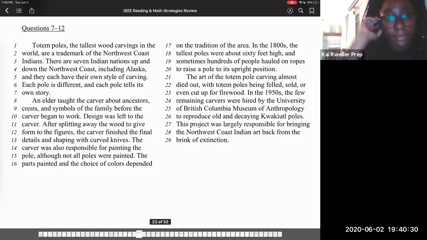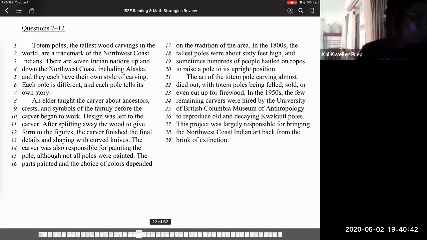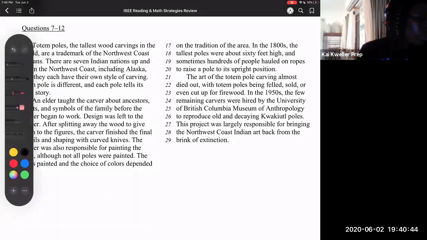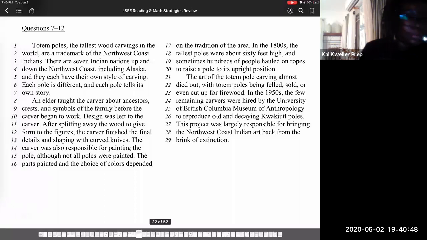Okay. Totem pole. The tallest wood carvings in the world are trademark of the Northwest Coast Indians. There are seven Indian nations up and down the Northwest Coast, including Alaska. They each have their own style of carving. Each pole is different, and each pole tells its own story.